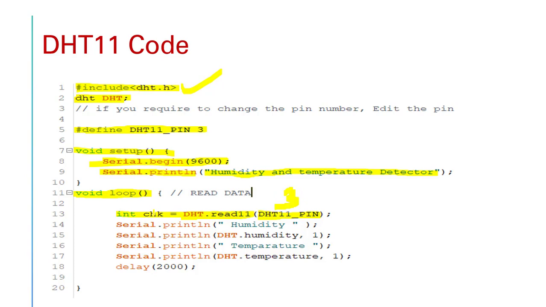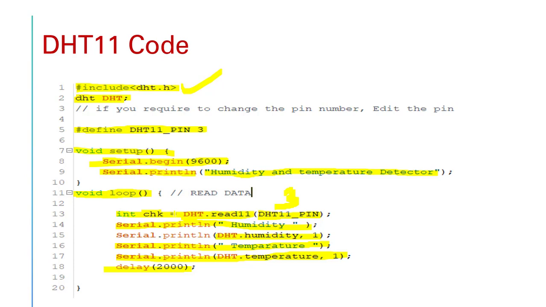Then it will read that and pass it to the CHK data. Again it's going to print the message on the screen, that is humidity, and then dht.humidity with 1. This line will print the humidity on the serial window. Again we print the message temperature, and Serial.println dht.temperature with 1, and delay for 2 seconds. So every 2 seconds it is going to print humidity and temperature on the console. Alright, so this is about the DHT11 code.